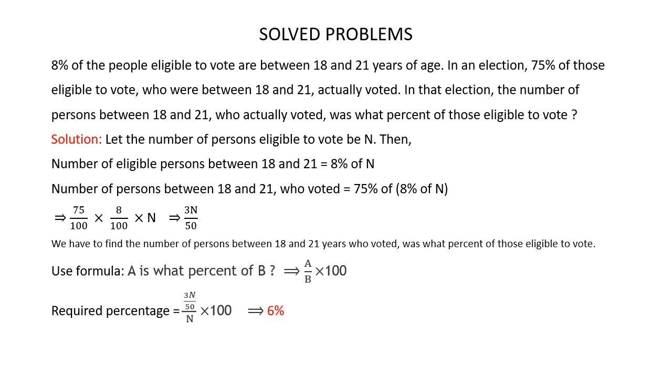Now we are asked to find the number of persons between 18 and 21 years who actually voted was what percent of those eligible to vote. Now to find A is what percent of B, we can use the formula A by B multiplied by 100. Here A is the number of persons between 18 and 21 who actually voted, and B is the total number of persons eligible to vote in the election. So the required percentage is 3n divided by 50 divided by n multiplied by 100. On solving this, we get 6%. So the required percentage is 6%.